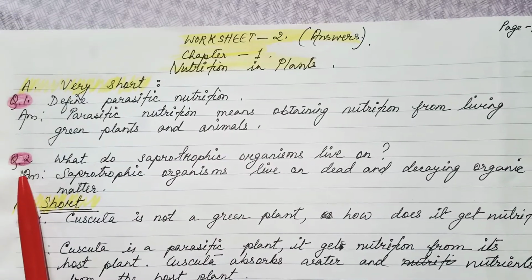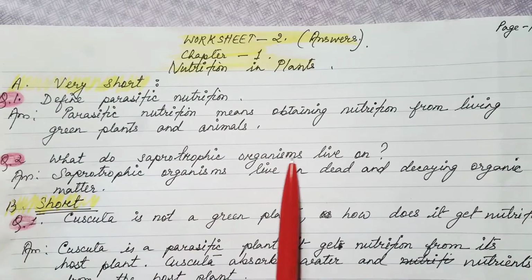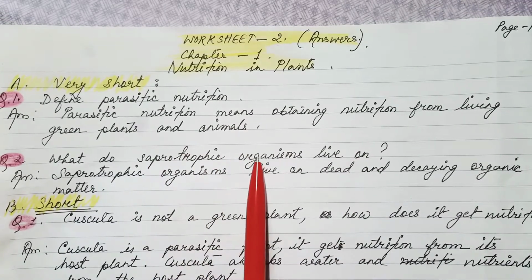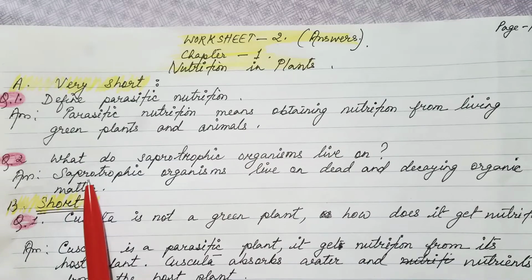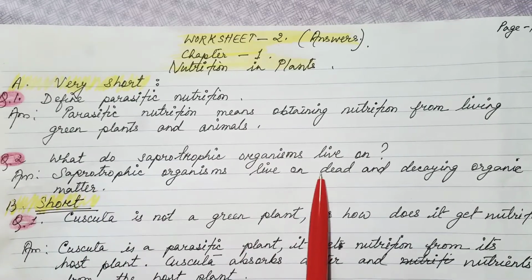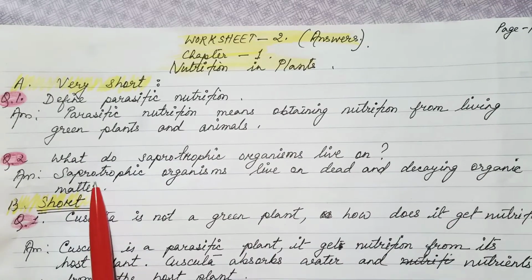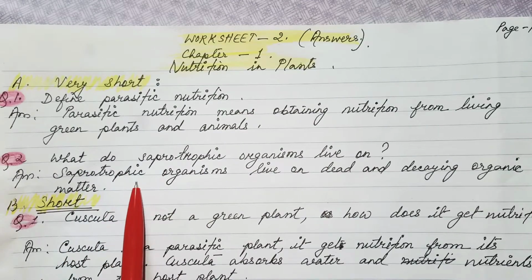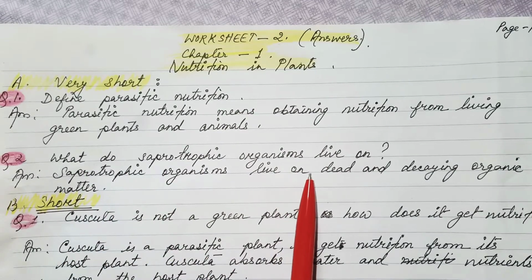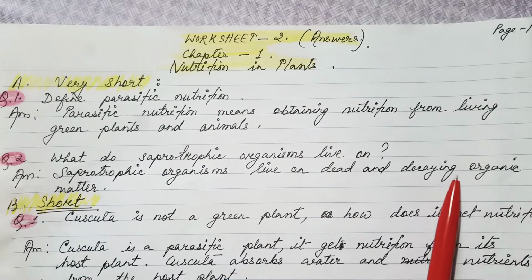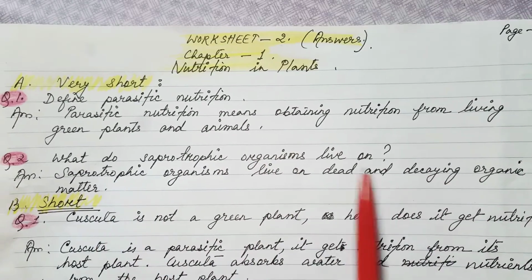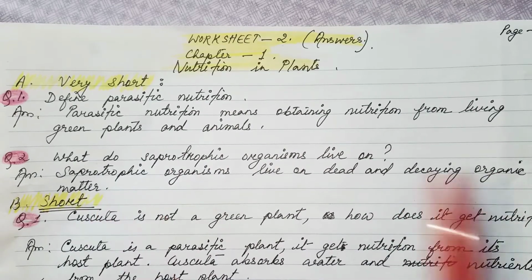Question number 2. What do saprotrophic organisms live on? Here the question is asking where saprotrophic organisms live. So the answer is: saprotrophic organisms live on dead and decaying organic matter. Because we all know that in saprotrophic nutrition, the organism takes its food from dead and decaying organic matter. So definitely this organism must live on dead and decaying organic matter.